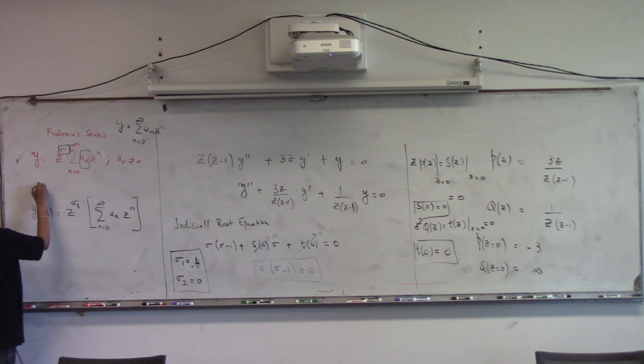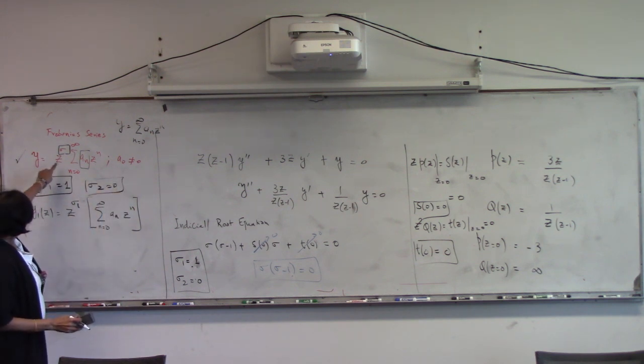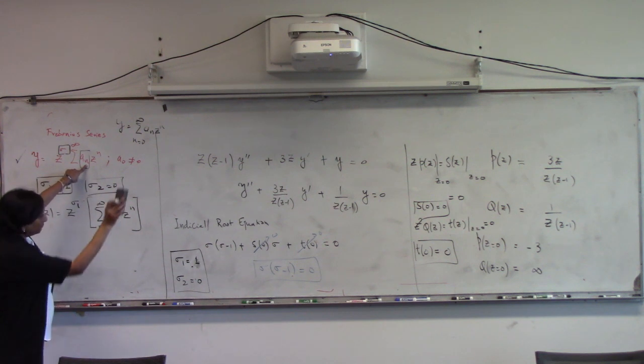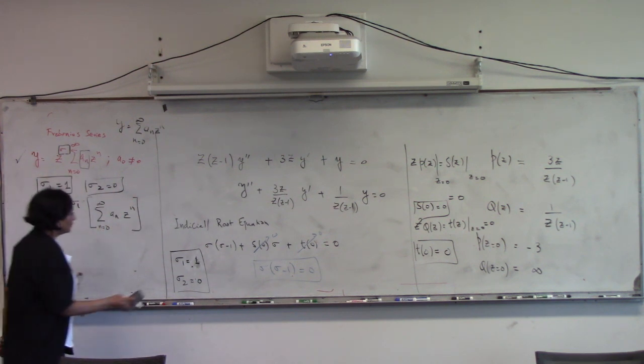So let me just write down sigma 1 is equal to 1 for s. Now we have to set up the recursion relationship for a given differential equation and somehow calculate a sub n.